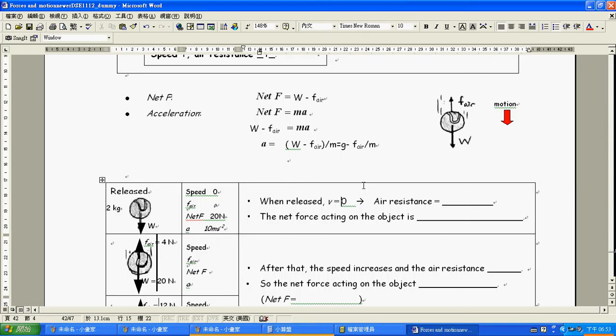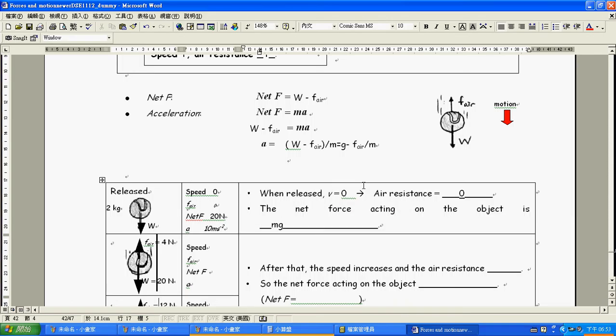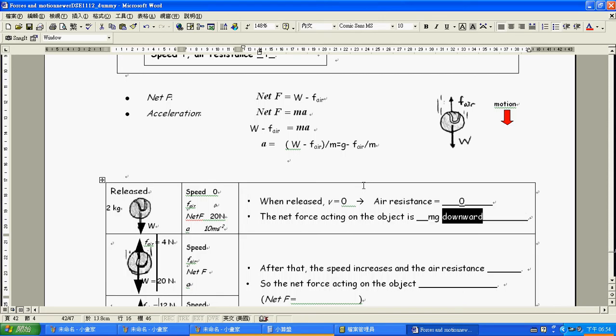So here when released, velocity is 0, therefore air resistance is also 0. And then the net force acting on the object is equal to mg, okay, acting downward.